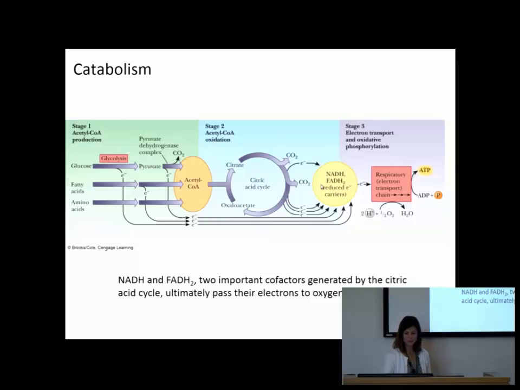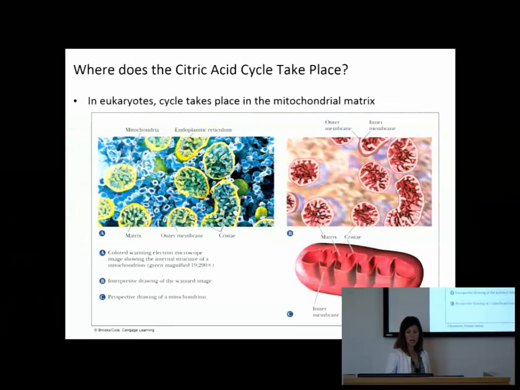So the citric acid cycle takes place in the mitochondria, and it actually takes place in the matrix. So we're going to see how that happens.